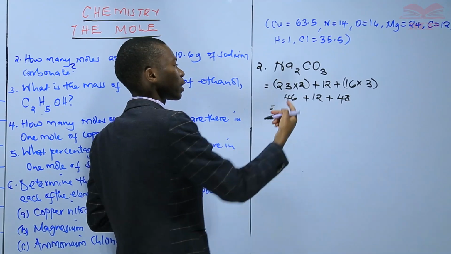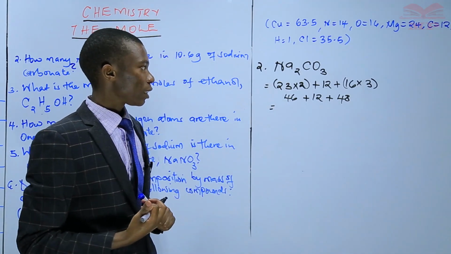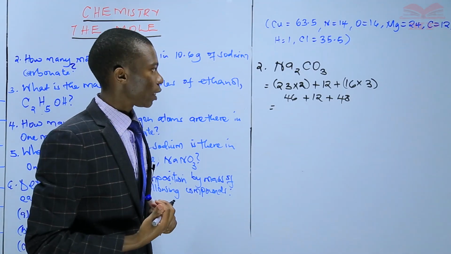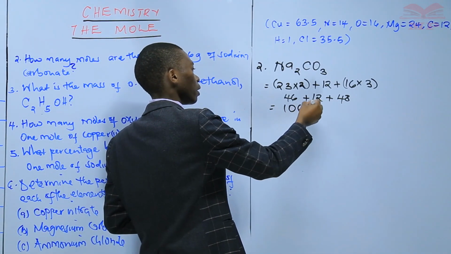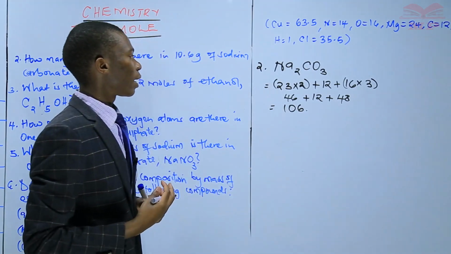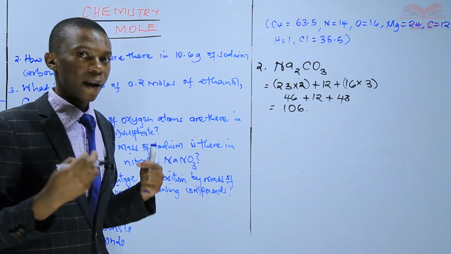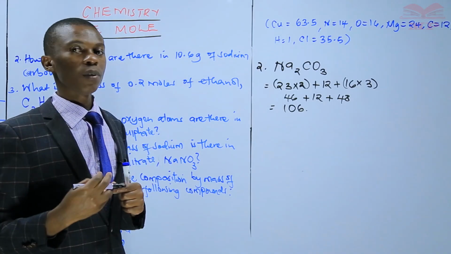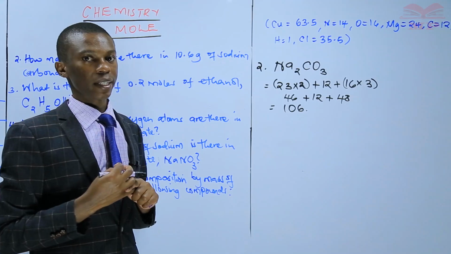This is 46 plus 12. That gives you 58. Then 58 plus 48 gives you 106. So 106 is now the RFM, the relative formula mass. The relative formula mass of sodium carbonate is 106.